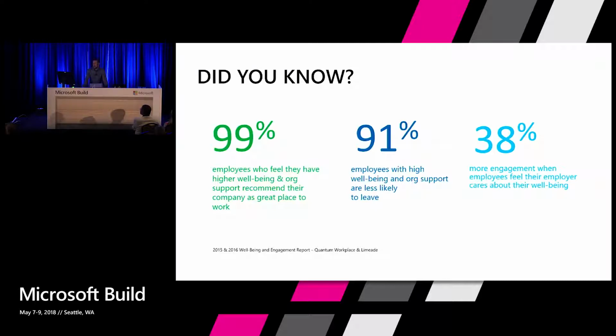99% of employees who feel that they have high well-being and that their company has organizational support for them recommend their company as a best place to work or a great place to work. 91% of employees that have high well-being and organizational support are less likely to leave, so less turnover. And companies have 38% more engaged employees when employees feel that their company cares about their well-being. So these are some pretty compelling stats.